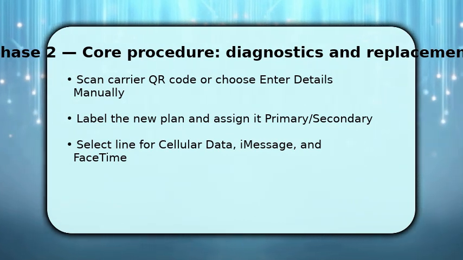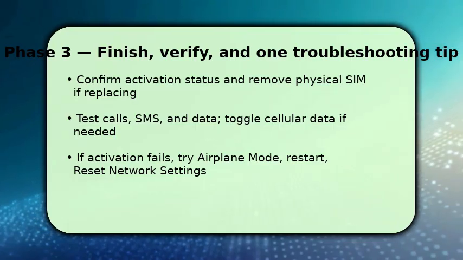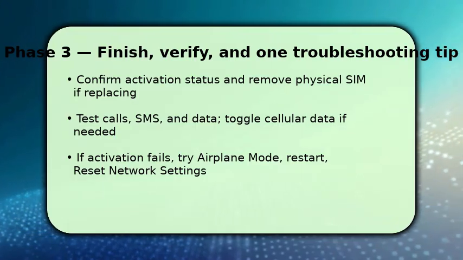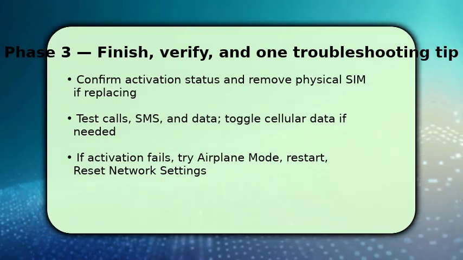Finish by confirming the carrier shows the eSIM as active in Settings Cellular. If you replaced a physical SIM, remove it now. Test a call, send an SMS, and browse to verify data.